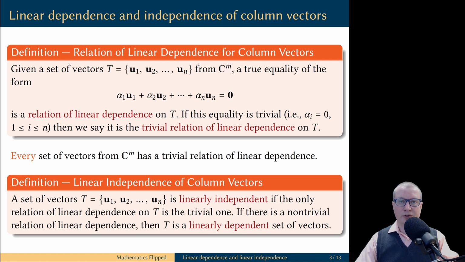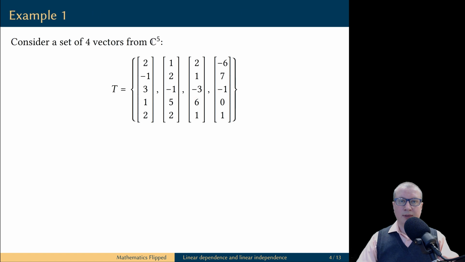A set of vectors of the same size is linearly independent if the only relation of linear dependence on this set is the trivial relation of linear dependence. If there is a non-trivial relation of linear dependence, then this set is called linearly dependent. So, every set of vectors is either linearly dependent or linearly independent. Let's see how we can decide if a given set of vectors is linearly dependent or linearly independent.